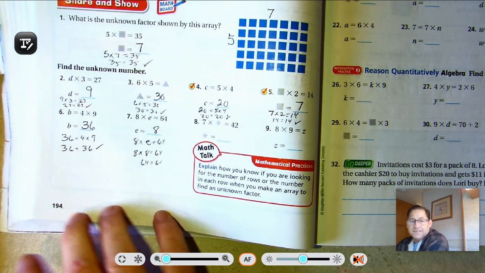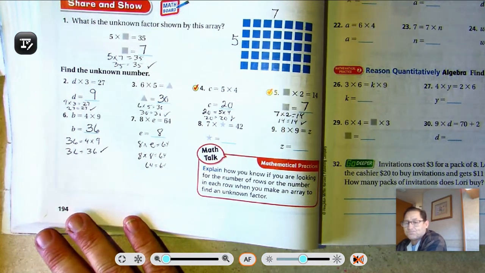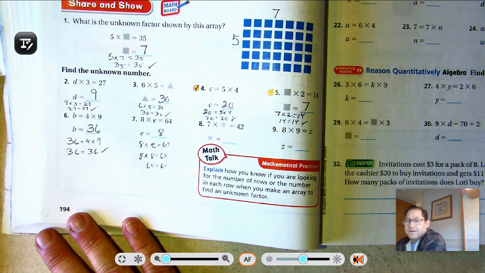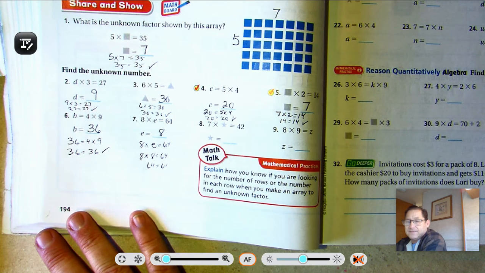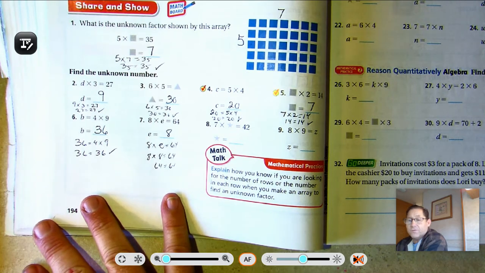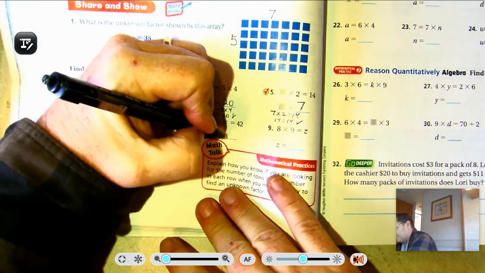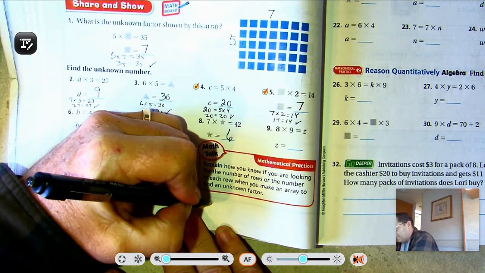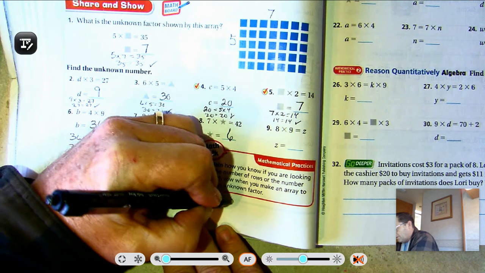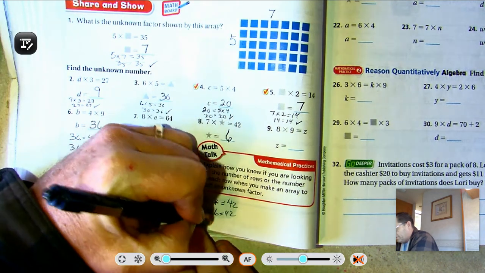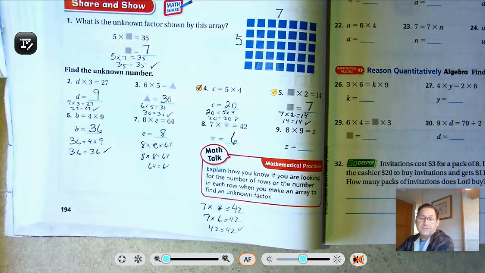7 times something is 42. Well, I know 7 times 5 is 35. If I add one more 7, 35 plus 7, 35, 36, 37, 38, 39, 40, 41, 42. 7 times 6 is 42. So 7 times the star equals 42. 7 times 6, 42. 42 does equal 42.